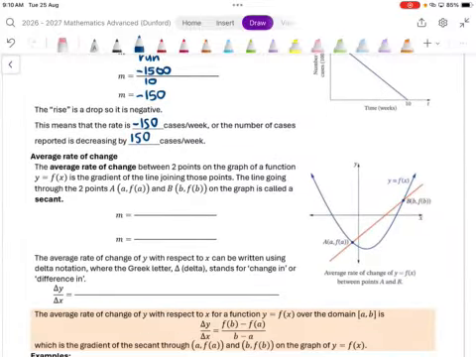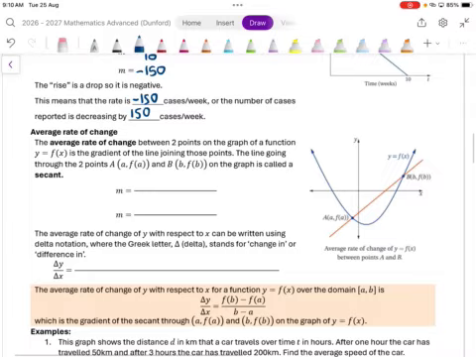Now, what we're going to be looking at is our average rate of change to start off with. We have two different rates of change. We have our average rate of change, and then we also have our instantaneous rate of change. So our average rate of change is just an average that we're getting, whereas our instantaneous rate of change is the exact rate of change. So we have an estimate and we have our exact.